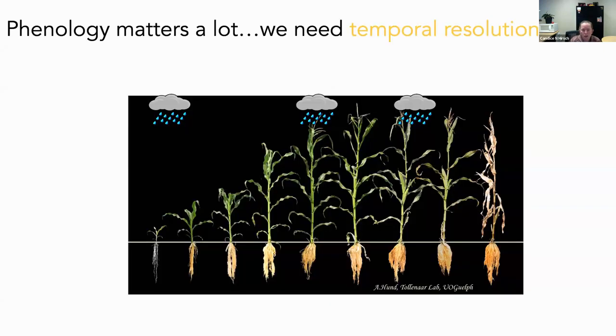Because phenology matters a lot. When that rain event happens matters a lot. And the subtlety of that is far more than maybe we originally thought as to how many GDDs into the season when a particular rain event happens, or a drought, or a high temperature, low temperature, et cetera.